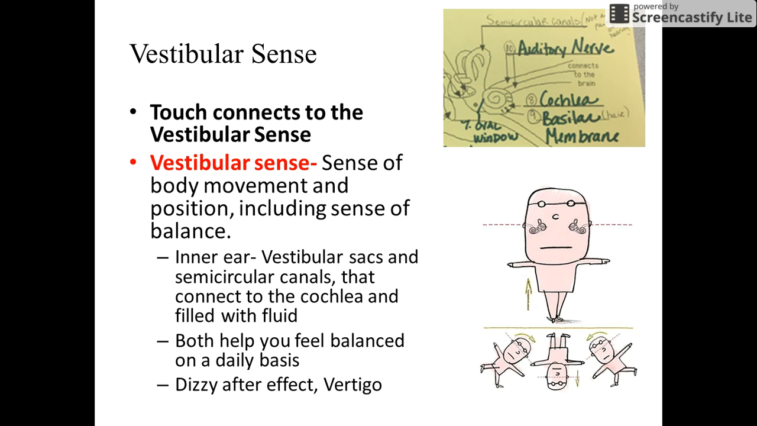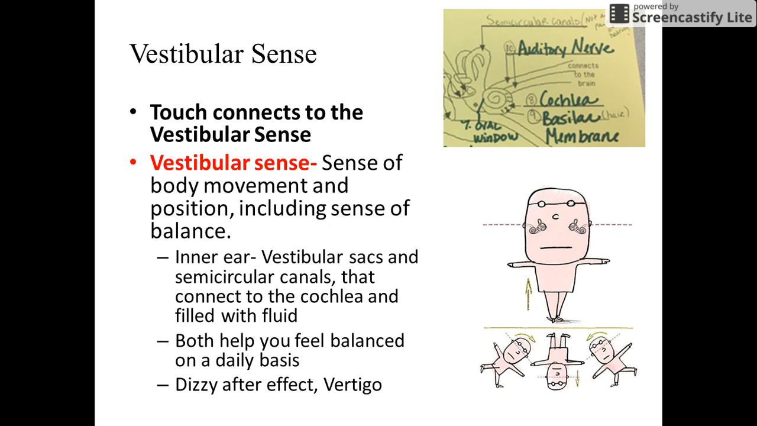You have two additional senses that connect to touch. You have the vestibular sense and you have the kinesthetic sense. These kind of streamline off of touch. Touch is connected to the vestibular sense. Okay, the vestibular sense is the sense of your body movement and your position. And this includes your sense of balance. So understanding and being able to balance.